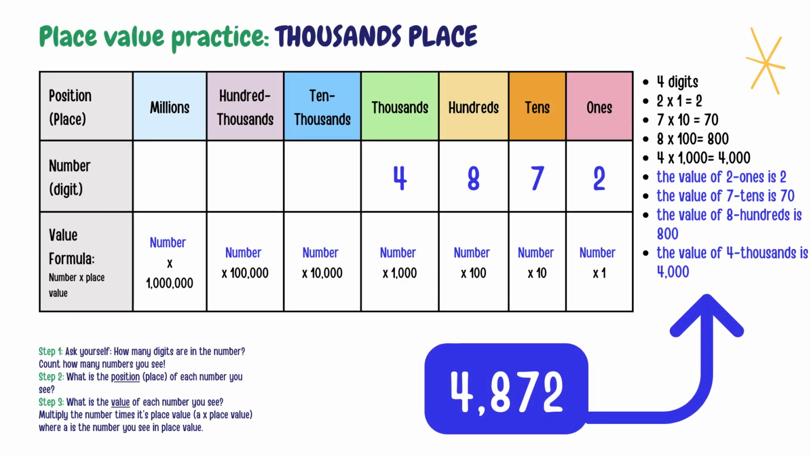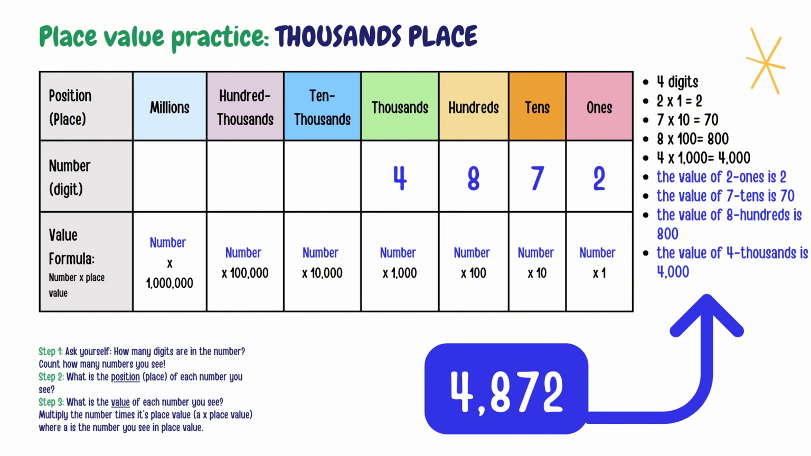Jumping to the thousands place for our place value practice, we have the number 4,872. Using our steps, we're going to ask ourselves how many digits are in this number. Here we have the numbers 4, 8, 7, and 2. So we have 4 digits. Step 2, what is the position or place of each number you see? The number 2 is in the ones place, the number 7 is in the tens place, the number 8 is in the hundreds place, and the number 4 is in the thousands place.